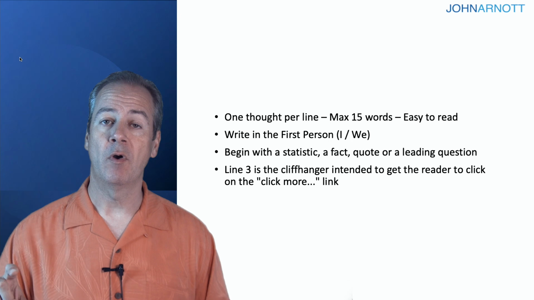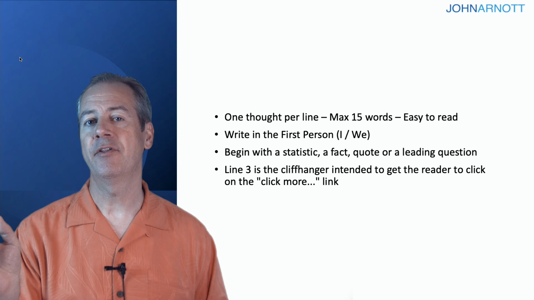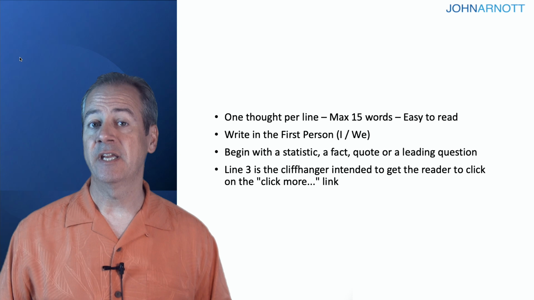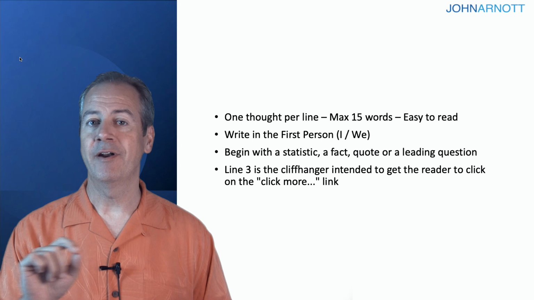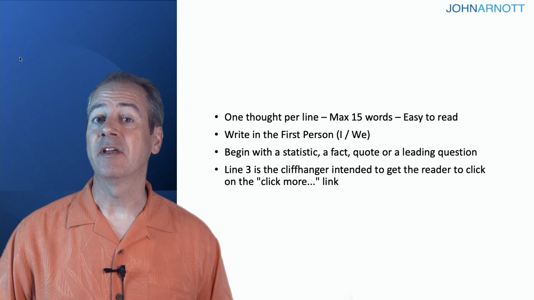The way LinkedIn works is the first three lines are visible, and at the right of that third line, you'll see click more. When a person clicks on that, that registers engagement. It also tells LinkedIn's algorithms to show this more frequently. So you want to write in such a way that that third line ends partially through a thought or ends in a cliffhanger, ends where the person really wants to see what happens next, and they click on click more.